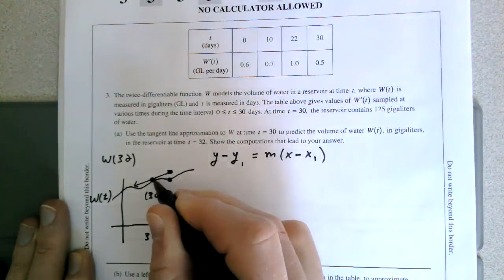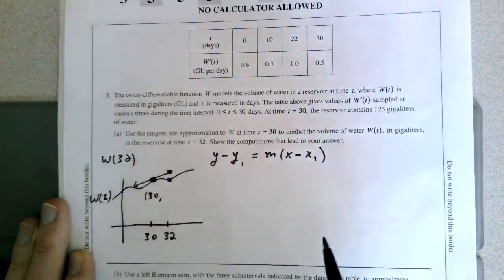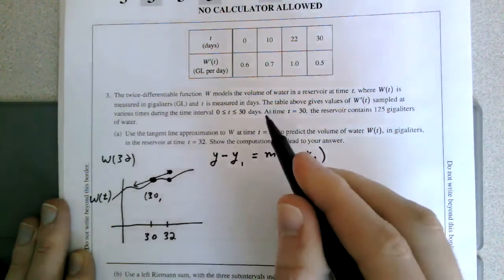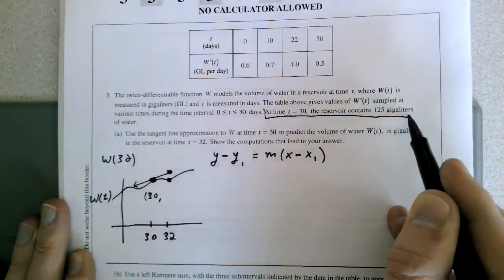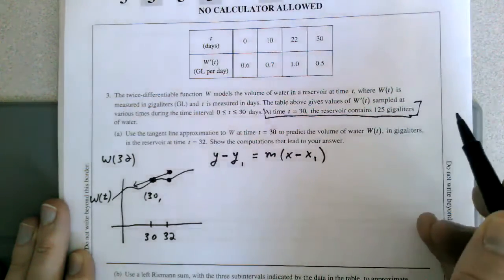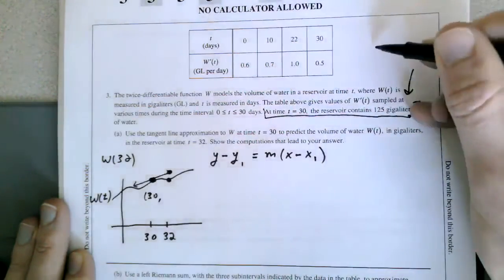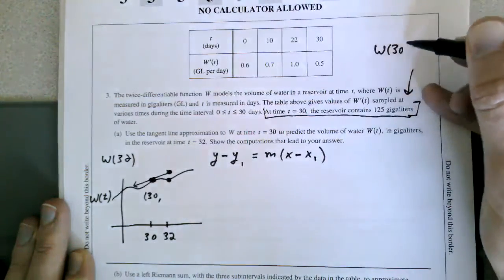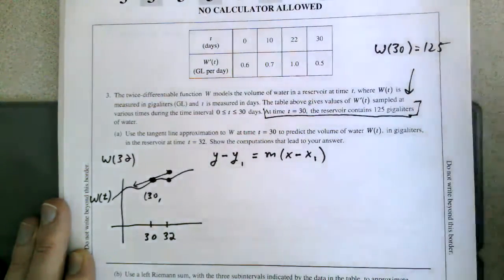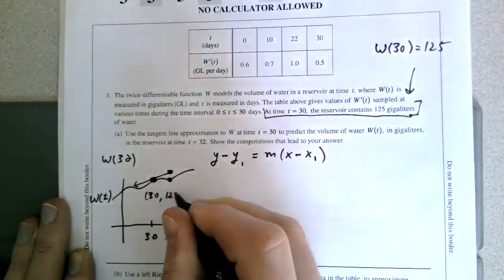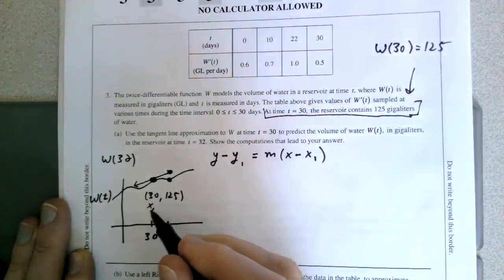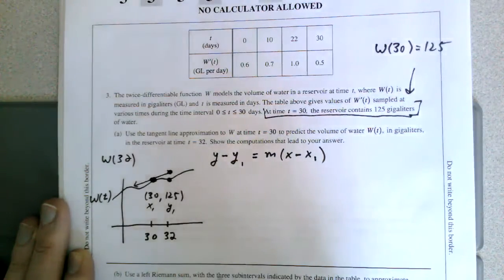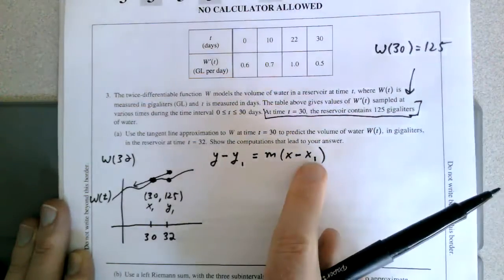What is the y coordinate of this point? Well, you wouldn't know if they hadn't told you earlier in the problem that at time t equals 30, the reservoir contains 125 gigaliters. That's really just telling you that W of 30 is equal to 125. So that's the y coordinate of that point. So that's going to be your x1, that's going to be your y1. That takes care of this and this.